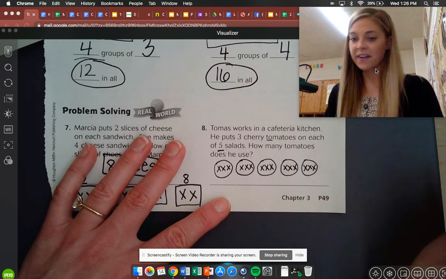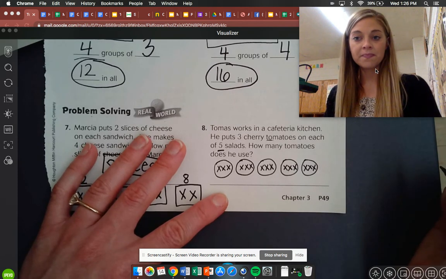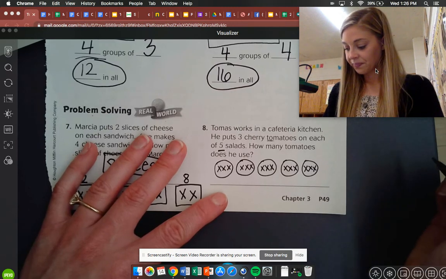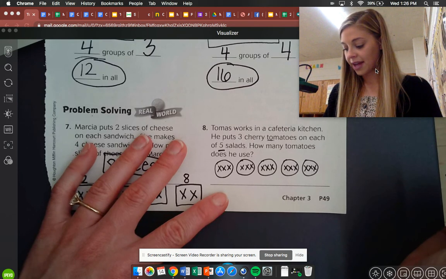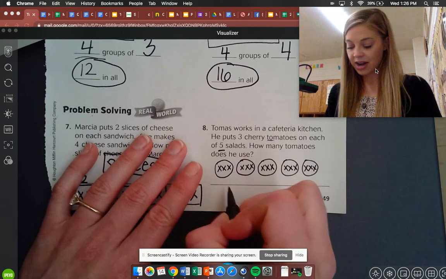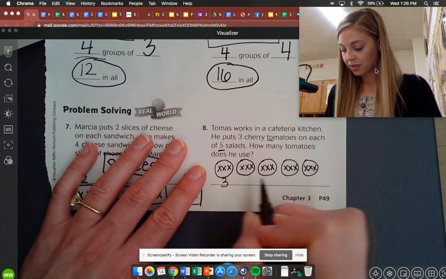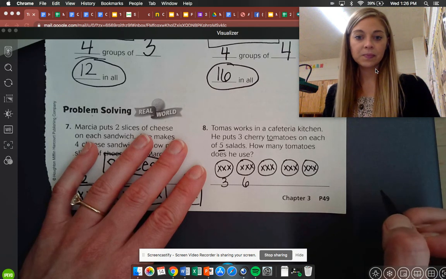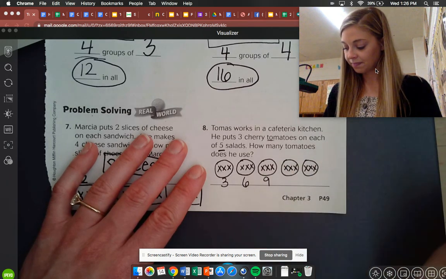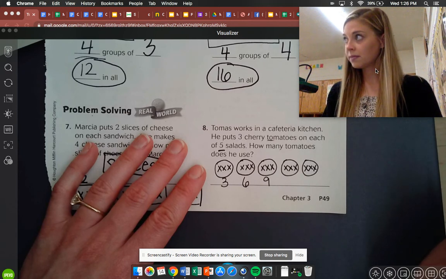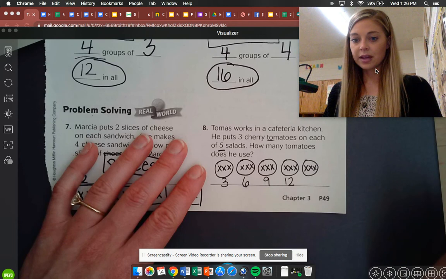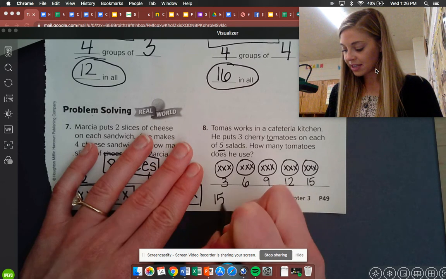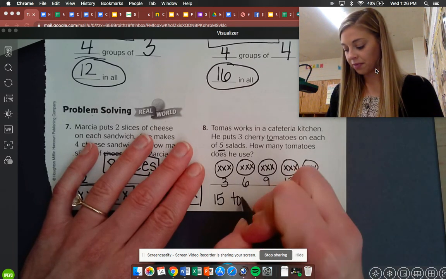Remember, if I'm going a little too fast for you, you can always pause this video so you can catch up. I'm just trying to go a little bit quicker so that this video isn't too long. All right, so I'm going to skip count now. Here I have 3. 3 plus 3 is 6. What's 6 plus 3? 9. 9 plus 3? 12. And 12 plus 3, 15. So he uses 15 tomatoes in all.